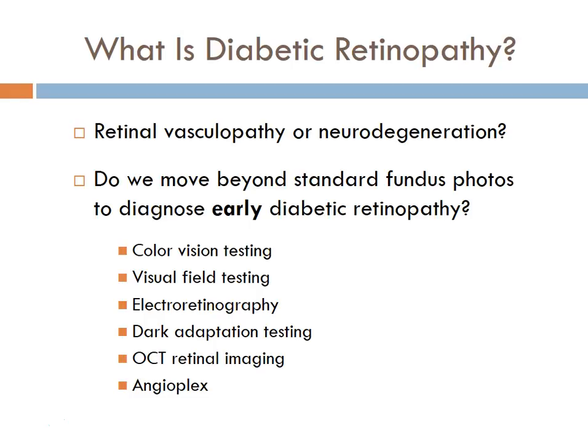So do we move beyond standard fundus photos and ophthalmoscopy to diagnose early diabetic retinopathy, or do we start adding this functional testing into our diagnostic testing protocol and actually make the correct, early, more accurate diagnosis of neurodegenerative diabetic retinopathy by detecting functional loss of vision with our color vision test, the visual fields, ERGs, or these others, or early structural loss like we'd see with our OCT or the angiography? You've got to make that decision. I've made mine. I'm going to challenge you to make yours.